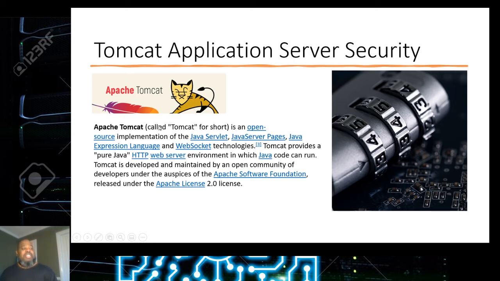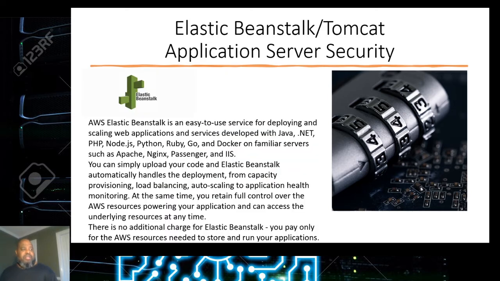Apache Tomcat, called Tomcat for short, is an open source implementation of Java Servlet, JavaServer Pages, Java Expression Language, and WebSocket technology. Tomcat provides a pure HTTP web server environment in which Java code can run. Tomcat is developed and maintained by an open source community of developers under the auspices of the Apache Software Foundation, released under the Apache License 2.0. So once again, it's open source, it's free. It's probably the most used Java container for Java development.